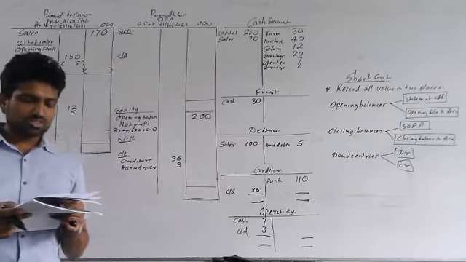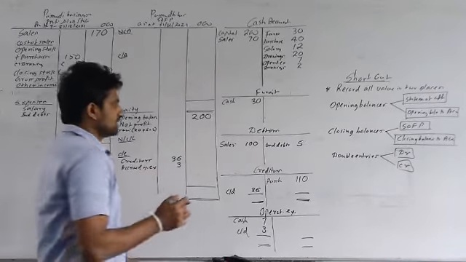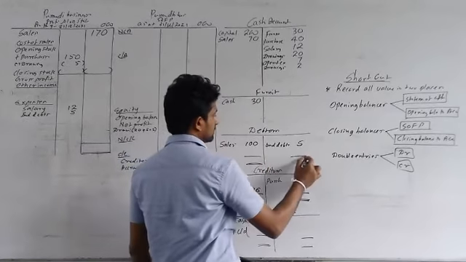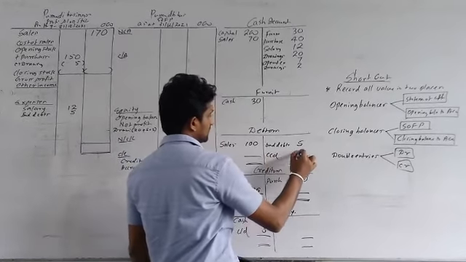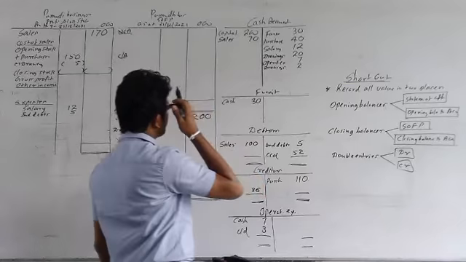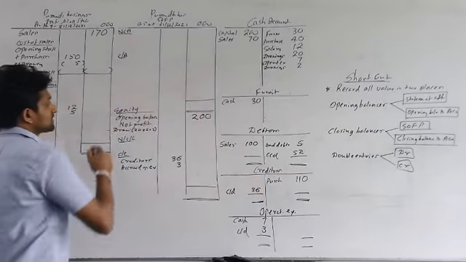Then 52,000 should be received from debtors. It's the closing debtors balance. Carry down here. And take this as the current assets, debtors.